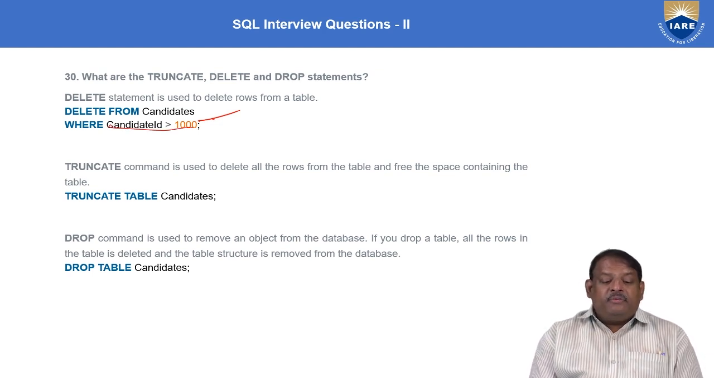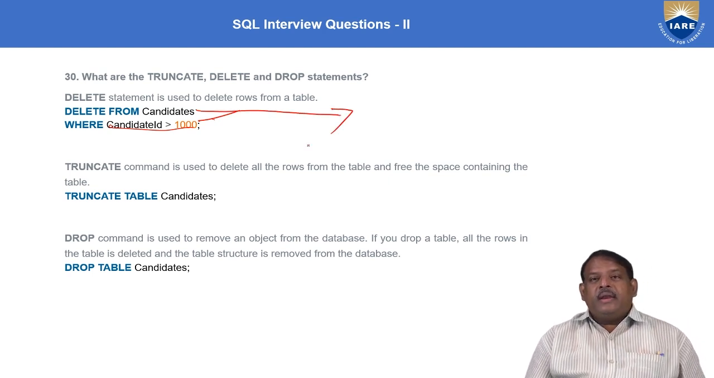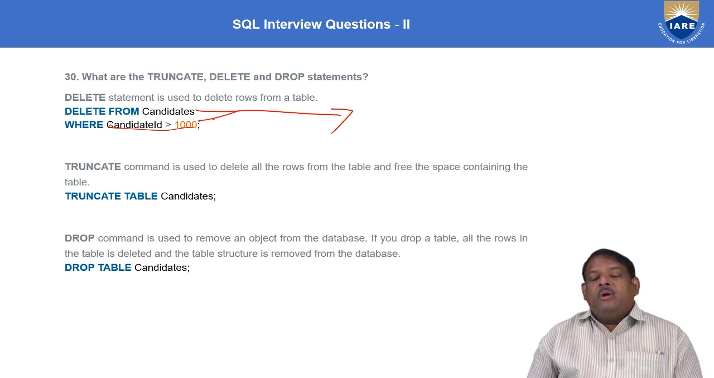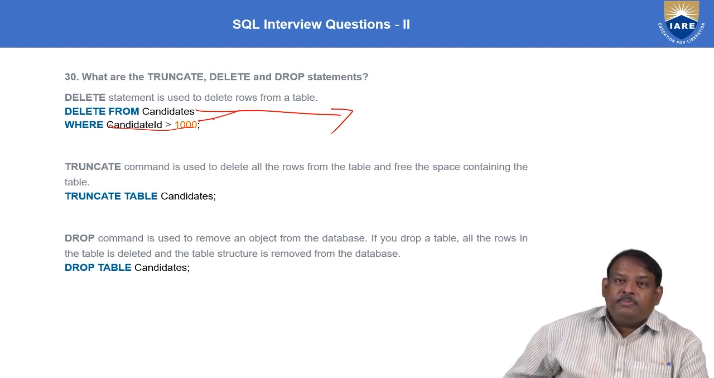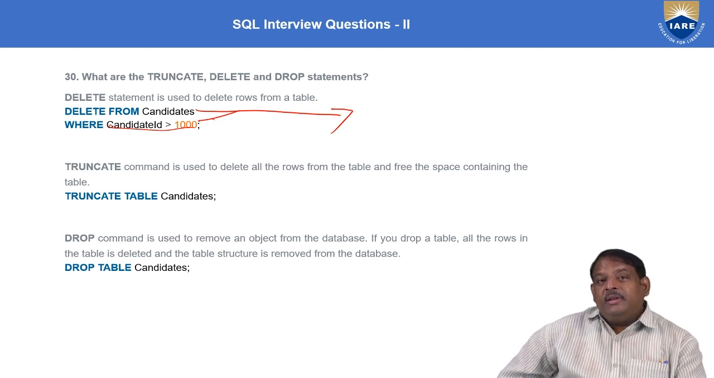And if you don't give the where clause, this is going to delete all the rows from the candidates table. Similarly, we have a truncate command, which is used to remove all the rows from the table and free the space containing the table. In the delete case, your space is not released to the OS. In the truncate case, your space is released to the OS.